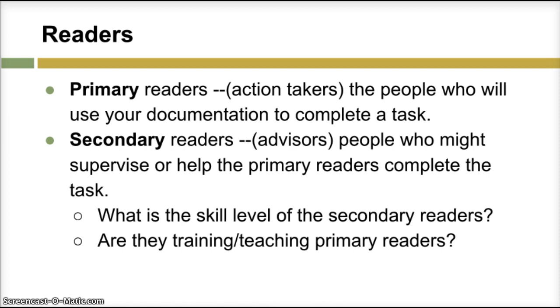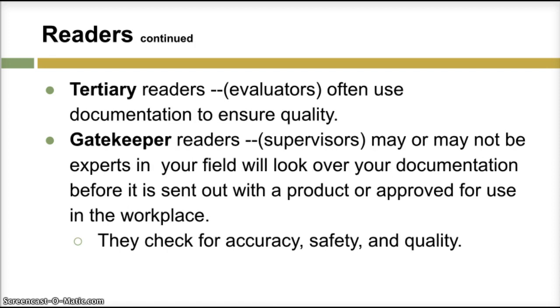Remember that you have your four levels of readers: primary, secondary, tertiary, and gatekeeper. Your primary readers are the people who will use your documentation to complete a task. Secondary readers are your advisors, people who might supervise or help the primary readers complete the task. And two things you want to ask yourself about secondary readers: first of all, what is their skill level? And then secondly, are they training or teaching your primary readers?